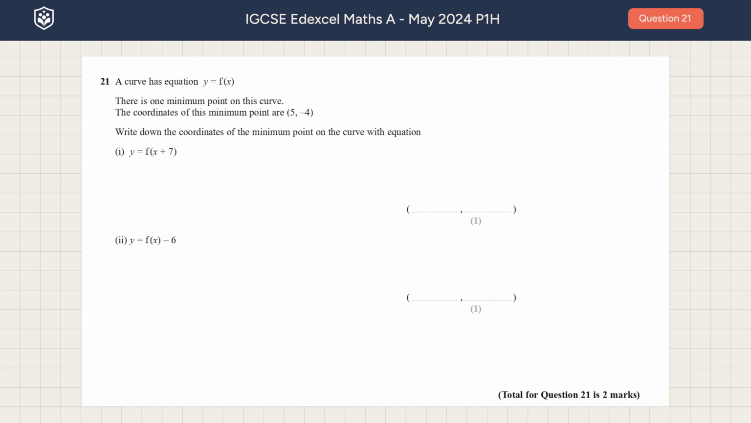When a value is added inside the bracket of a function, the curve moves horizontally. In this case, plus 7 means we're moving 7 units to the left side. Since we are at x equals 5, we subtract 7 from 5, which is -2. So the x value becomes -2, while the y value stays the same. For part 2, we want to find the coordinates for y equals f of x minus 6.